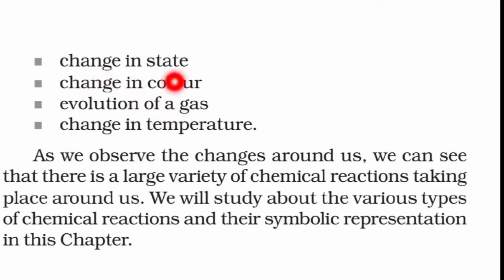So how will we come to know that chemical reactions are taking place? These are the following things you will notice. Change in state, means it can go from solid to liquid, liquid to gas or gas to solid. Change in color, evolution of a gas. Change in temperature, maybe the temperature increases or decreases. As we observe the changes around us, we can see that there is a large variety of chemical reactions taking place around us. We will study the various types of chemical reactions and their symbolic representation in this chapter.